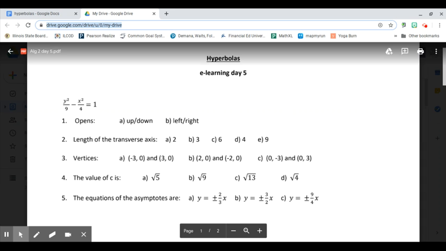So for number 1, hopefully you chose A because y squared is the positive part. The parabolas that make up this hyperbola will open upward and downward.